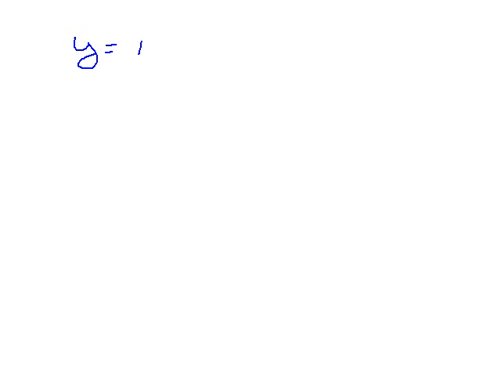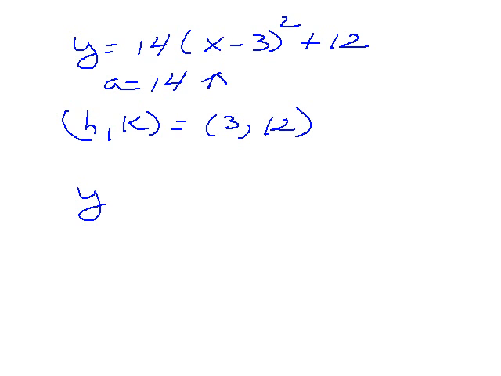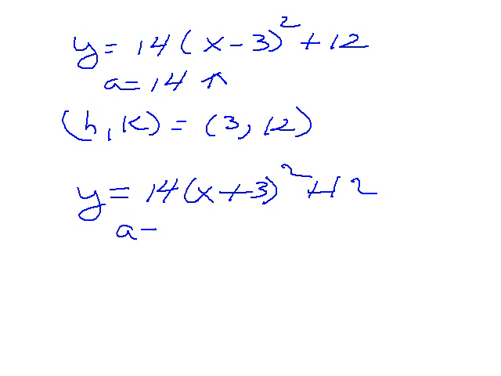This y equals 14 times (x minus 3) squared plus 12. A is 14. It opens up. For h and k, I can read it off. x minus 3, therefore h is 3, and the k is 12. But if the equation happened to be 14 times (x plus 3) squared plus 12, again A is 14, it opens up.